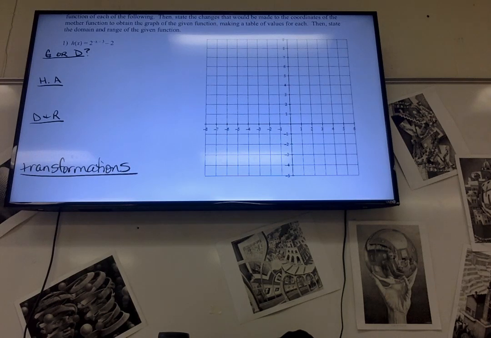What did you say, was it left or right, this one? And what is the negative? Yeah, and that negative means that it flips it. The negative out in front flips it up and down.